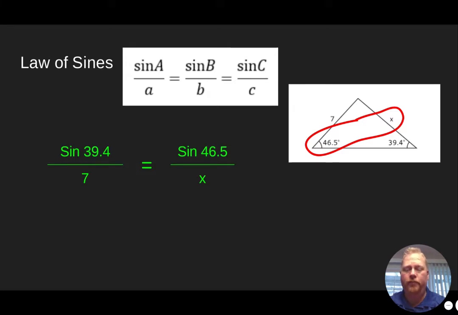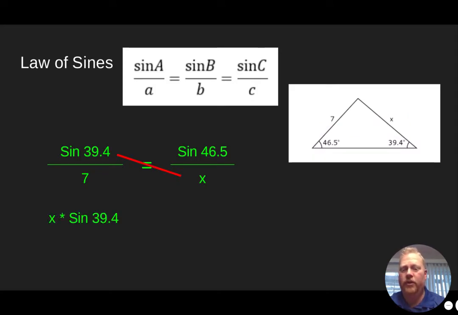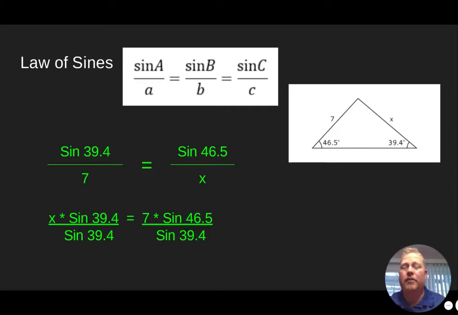Now, since I've got one ratio equals another ratio, that's a proportion, and we can solve any proportion by cross multiplying. So I will do x times the sine of 39.4 equals 7 times the sine of 46.5. So I no longer have any fractions, but at this point I want to get the variable all by itself. x is multiplying the sine of 39.4, so to get that by itself, I'm going to have to divide both sides by the sine of 39.4.